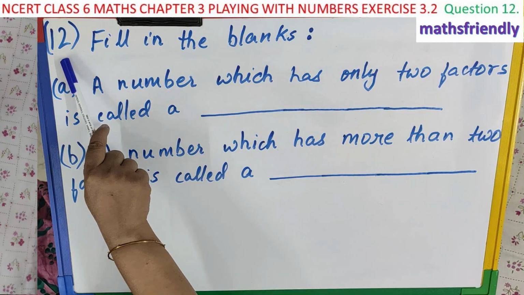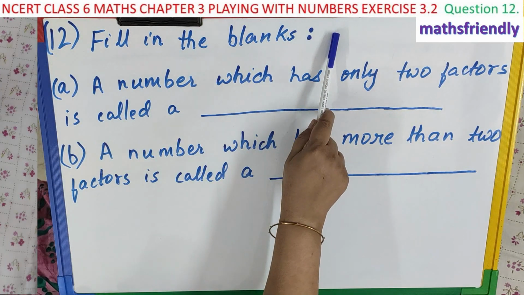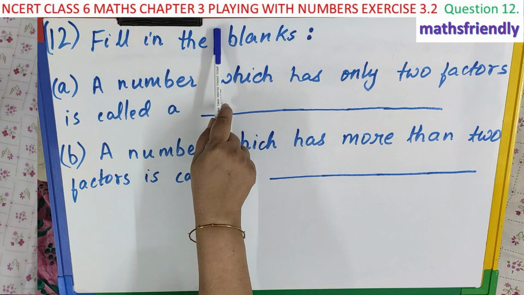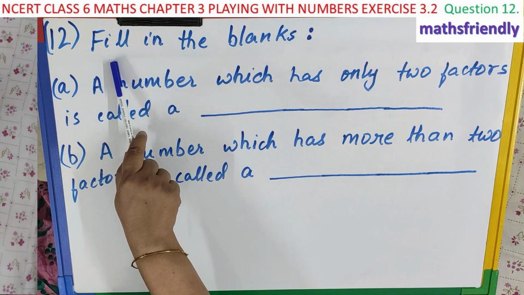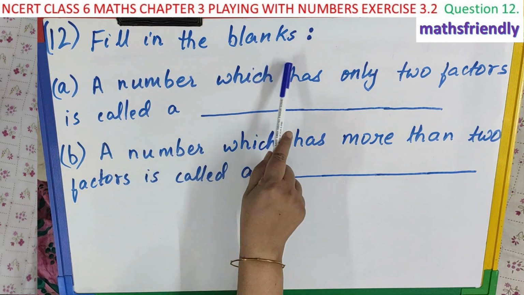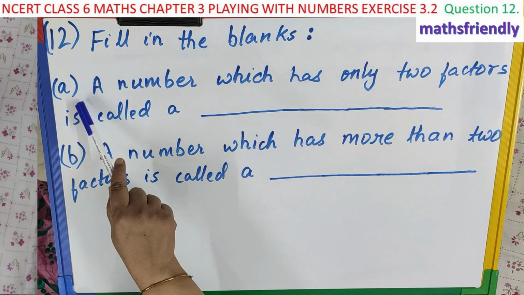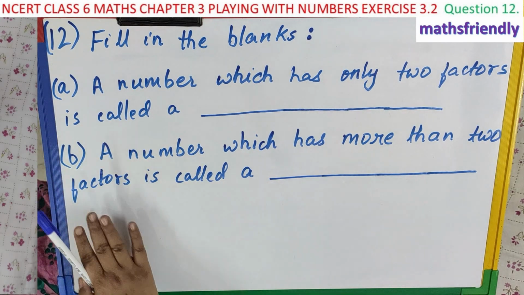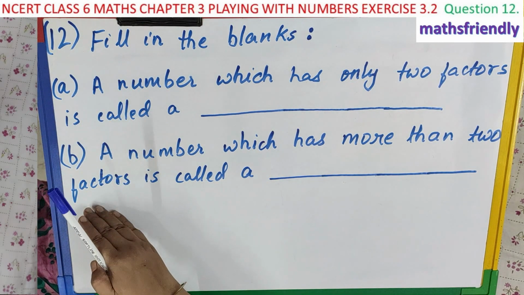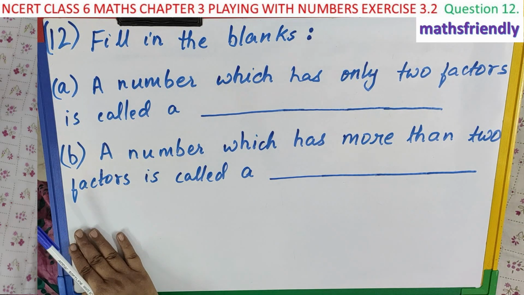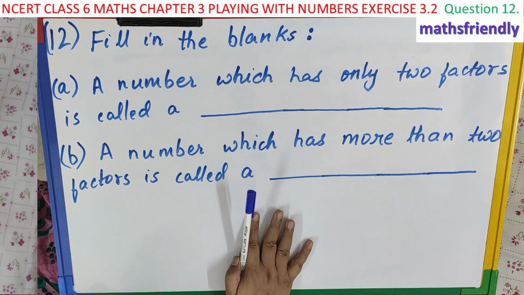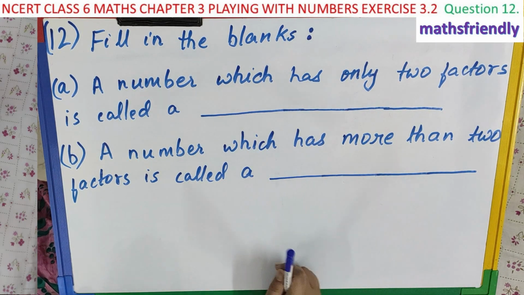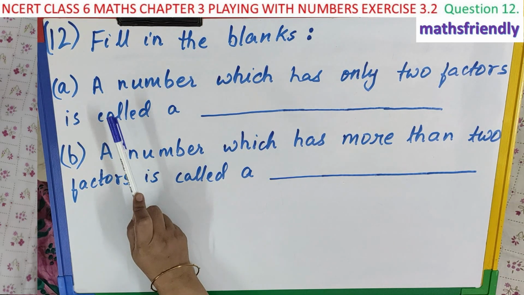In today's class we will do question number 12 of exercise 3.2 from chapter 3, Playing with Numbers, from the 6th class Maths NCERT book. This question number 12 is fill in the blanks. Questions A, B, C, D, E and F are given in the book, but on this board I have written only A and B. After rubbing this I will do C, D, E and F also, but there is less space and I have to explain these two, so I have left the space. So now let us do the A and B parts first.